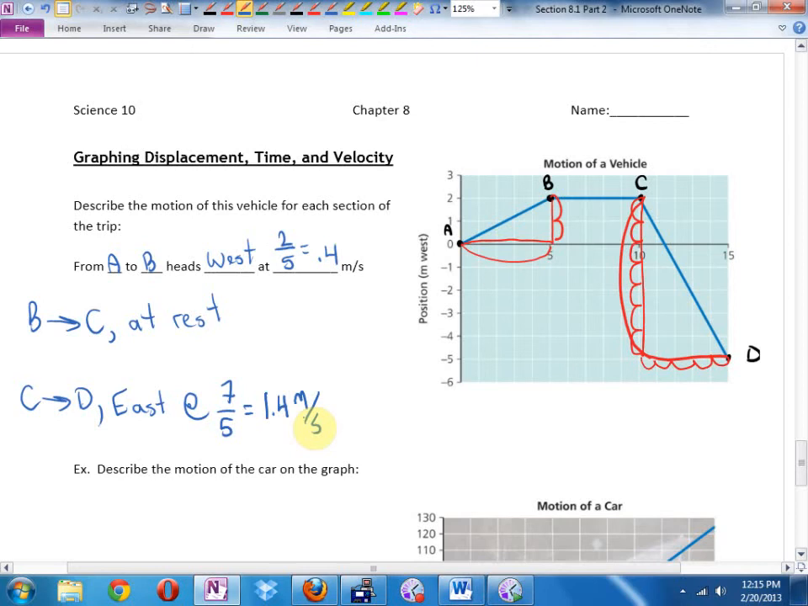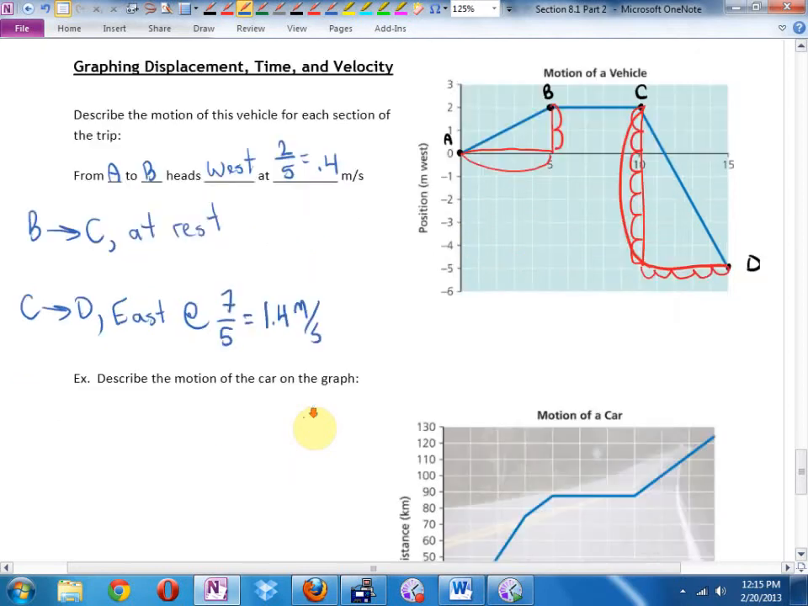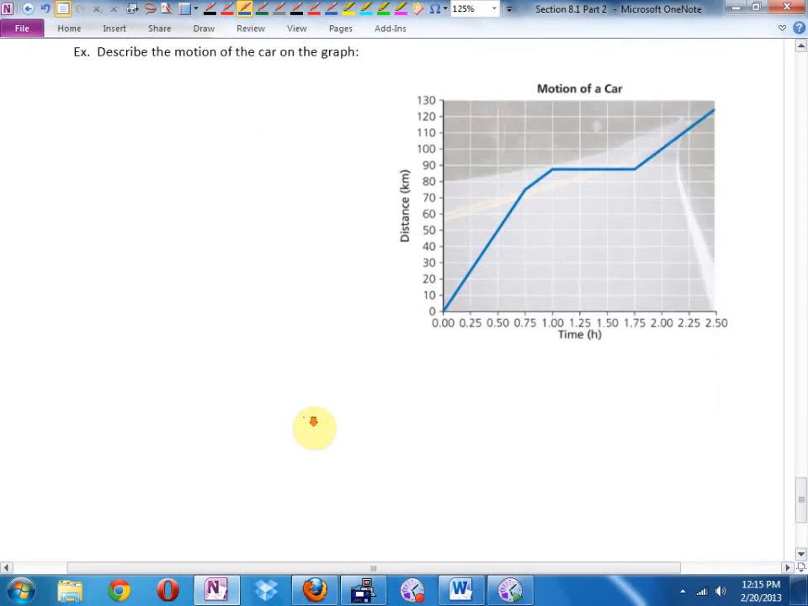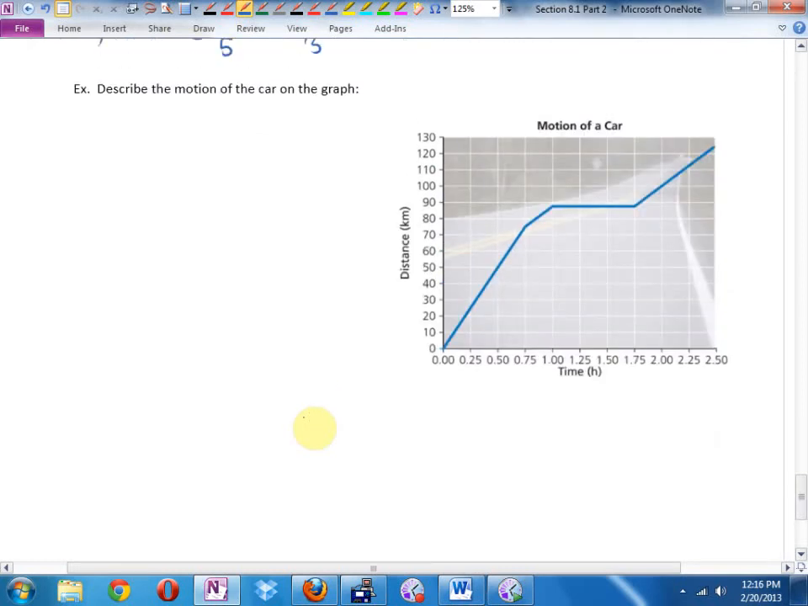Okay. Next one. Last one, I think, yeah. Describe the motion of the car on this graph. You know what? Let's do the same trick. Let's call this point A, point B, point C, point D, point E.